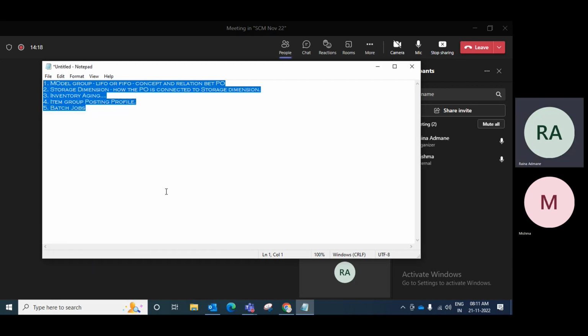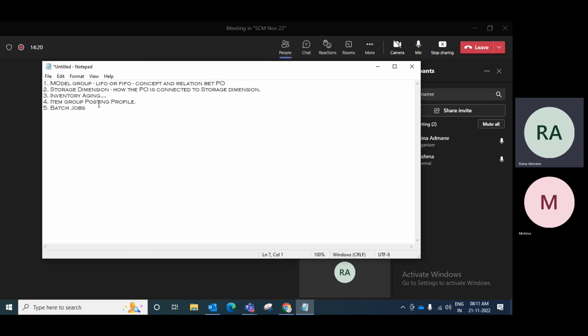So, okay. So today we will cover few queries of you which are related to the inventory model group, inventory storage dimension, inventory aging, and item group posting profile and batch jobs. So these are all concept parts, and then there is some configuration part. Mostly for this inventory item group posting profile is a purely finance part, but concept wise you should understand how it works. So we'll cover that one by one.